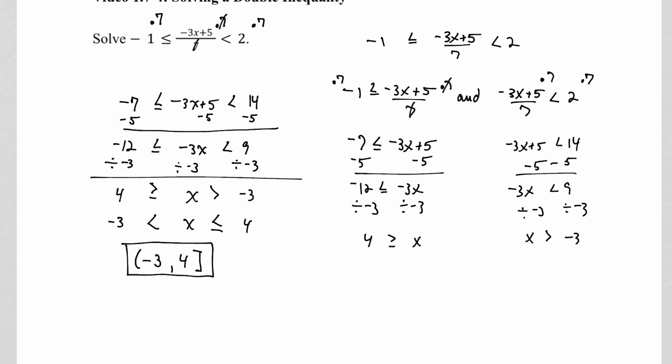And now we just have to combine these, and it's a little bit confusing. So let's rewrite this so x is on the left. So this says x is less than or equal to 4, and this says x is greater than negative 3. So we can come up with the same interval that we had solving it from the middle out. So, two different methods, we get the same answer. I obviously prefer the one to the left just because it's short and sweet compared to the method on the right.